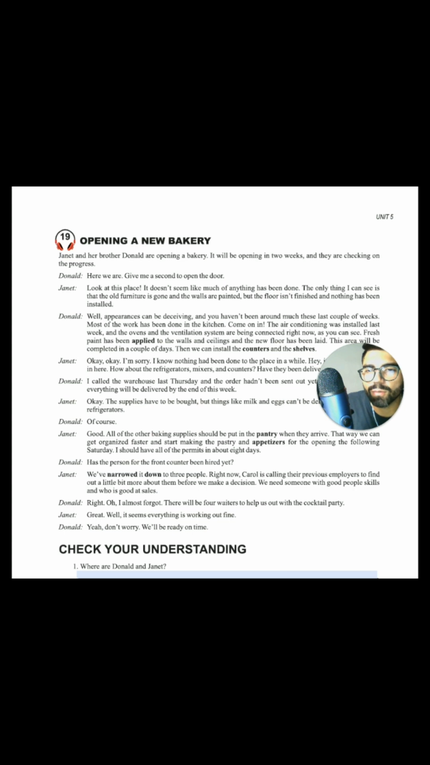We have here one dialogue: opening a new bakery. Janet and her brother Donald are opening a bakery. It will be open in 2 weeks, and they are checking out the progress.